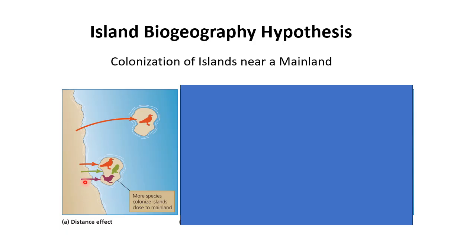And so you see here that we've got representatives of 3 species going from the mainland to the island. And then when it's farther away, there's only 1. So what we find is that the diversity of species is less as islands get farther away from the mainland.